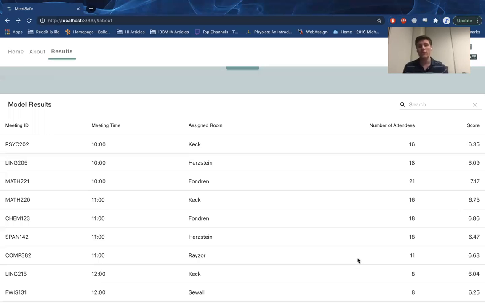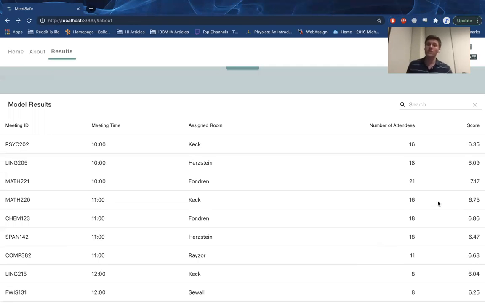On the right side, we have some information which tells you a little bit about the number of people and the number of interactions occurring. So we have the number of attendees for each class. And on the right, we have a score, which is the average number of interactions that each person attending that meeting will have on their travel to the location.